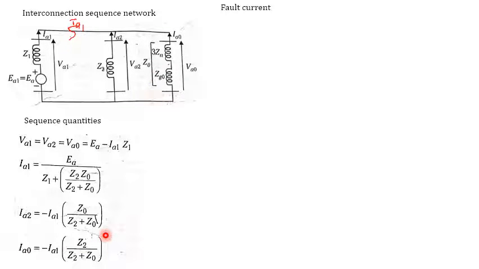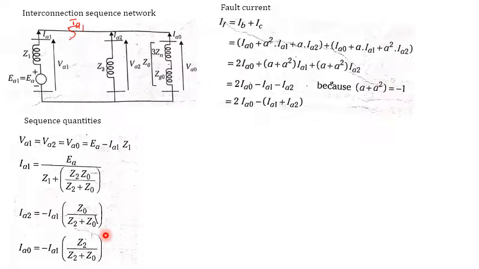Based on this, we want to know the fault current. The fault takes place between phases B and C. We know that IB is IA0 plus A square into IA1 plus A into IA2, and IC is IA0 plus A into IA1 plus A square into IA2. What is common here? IA0, so adding gives 2 times IA0.